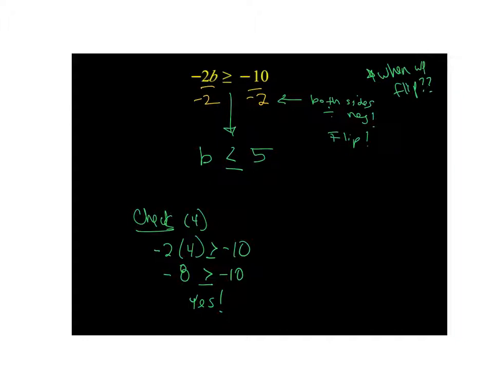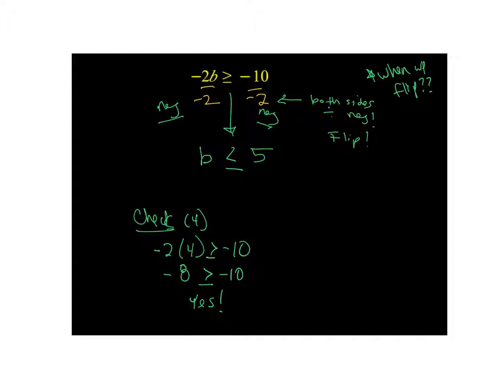Notice how I did not need to do the problem a whole bunch of times. Instead, I was able to look at this problem and go, okay, I divided by a negative. I divided by a negative. When I see a negative, I know I'm going to flip. So we flip when we divide or multiply both sides by a negative.